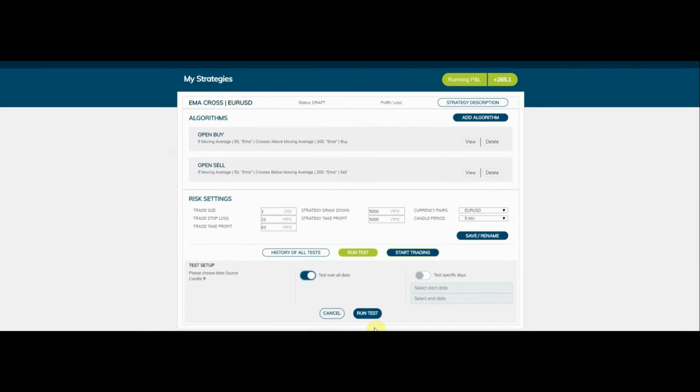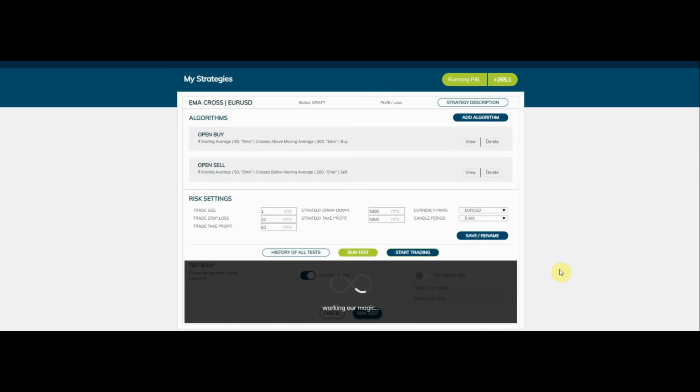Okay. So just to zoom out a little bit so you can see a little bit more detail. So click run test. And what that's now doing is using our inbuilt search engine and searching through all of the data that we have for trading data and price action over the last 2 years, beginning of 2017, so almost 3 years now. And what would have happened once those conditions would have been met.